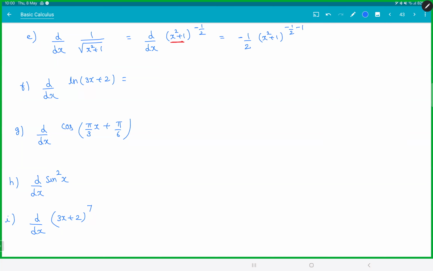So basically it is looking like x power n. But inside it is not x, so we have to differentiate it again. So this guy becomes minus 1 by 2 into (x square plus 1) whole power 3 by 2. The differential will be 2x, and the differential of 1 is 0. 2 will cancel, minus x by (x square plus 1) whole power 3 by 2.